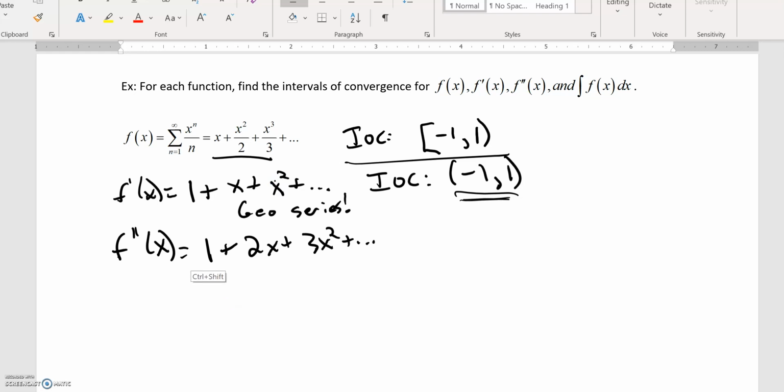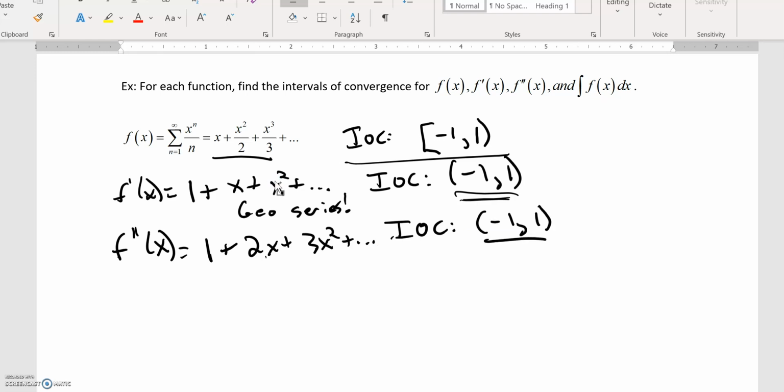If you plug in 1, you get 1 plus 2 plus 3, that diverges. If you plug in -1 for x, you get 1 minus 2 plus 3 minus 4, which is also going to diverge because the terms aren't getting smaller. And so now the interval of convergence is staying -1 to 1.